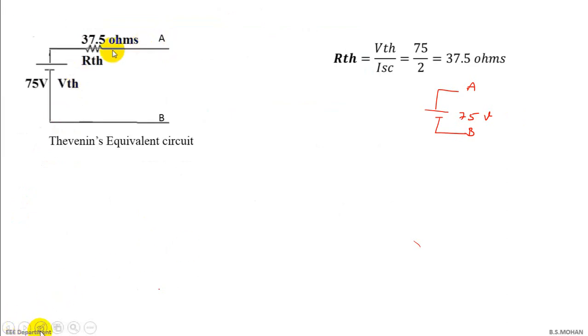You can see point A is positive and point B is negative. This is important, right? If you interchange this, you get some other answers for 10 ohms. I hope it's clear. If you have doubts, you can verify with me.